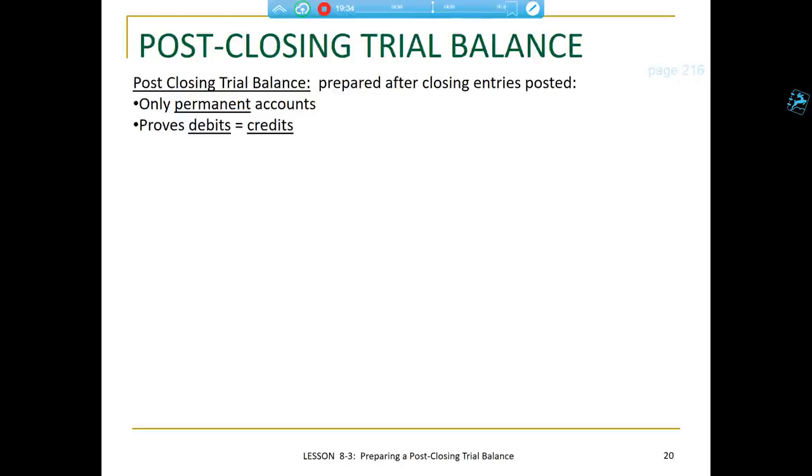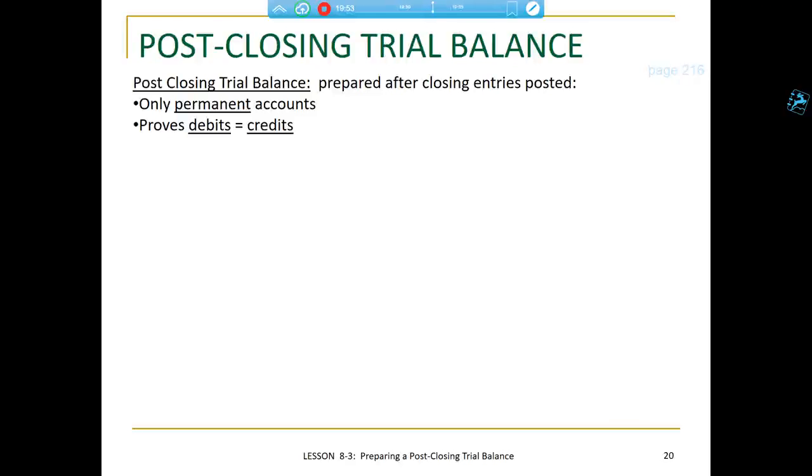Again, what are we doing in that trial balance? The post-closing trial balance does the same thing as the initial trial balance. It's proving your debits equal your credits. But now, it's proving the debits equal the credits only for your permanent accounts.